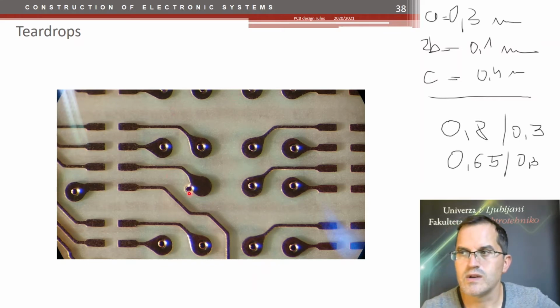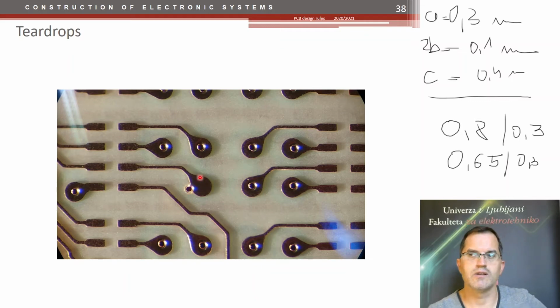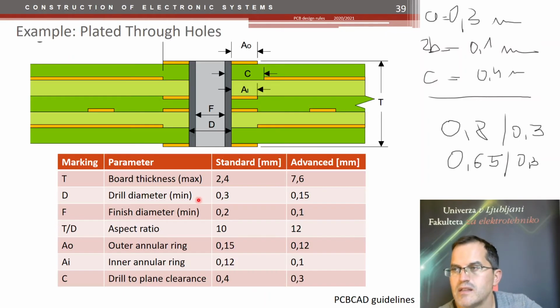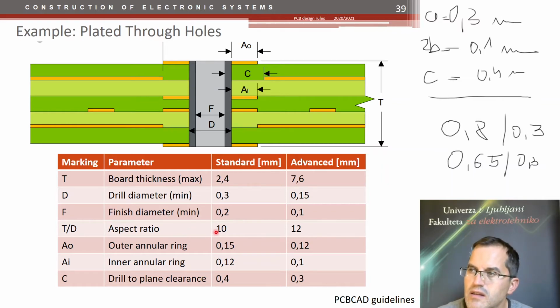Nevertheless, this hole was drilled totally off the center, so it didn't help. This wire was not conductive, even though the teardrops were used. So again, these are some data from manufacturers, what it can do. So aspect ratio 10, advanced even 12. That's the diameter of the hole and height of the hole, and all the other dimensions are shown here.